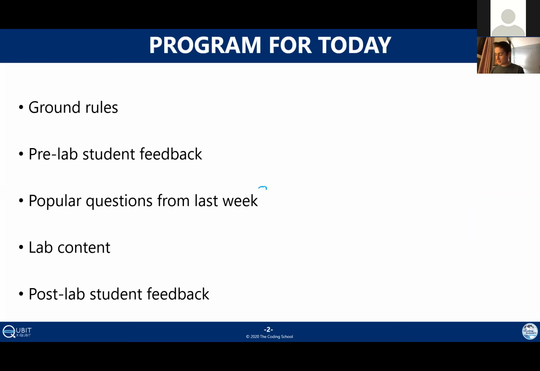Also a new section this week, we'll talk about popular questions from last week. So this is primarily things that came up a lot on Piazza that we just want to address and make sure that everyone gets the answers that they need. Then we'll do our core lab content, which is the trigonometry stuff and coordinate systems. And finally, we'll have the same post-lab student feedback at the end.